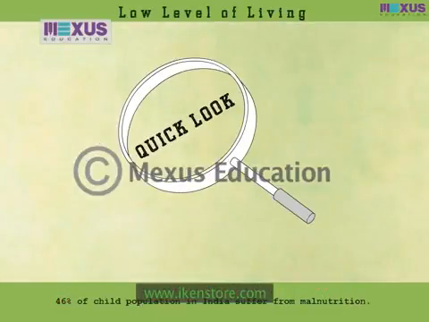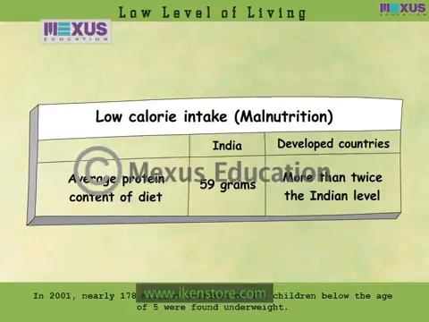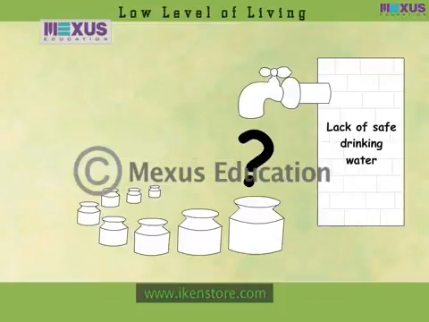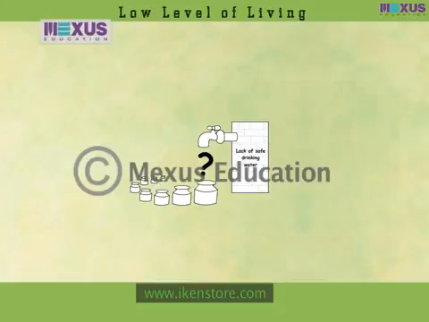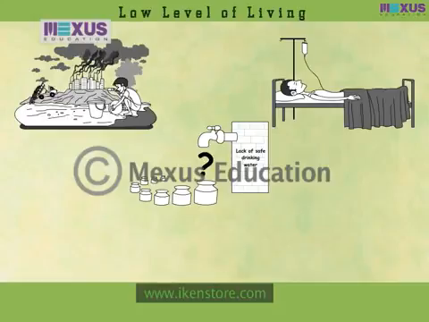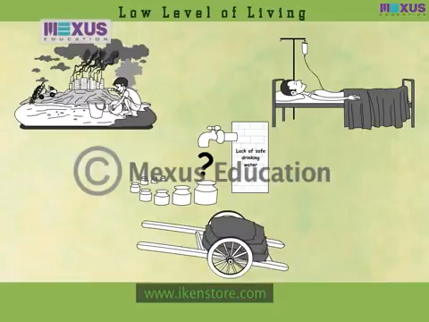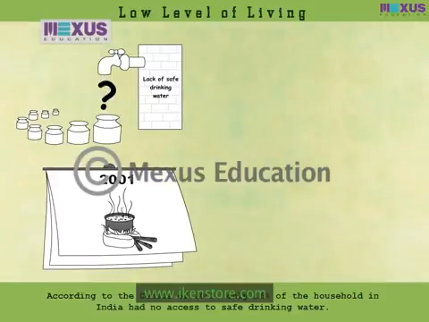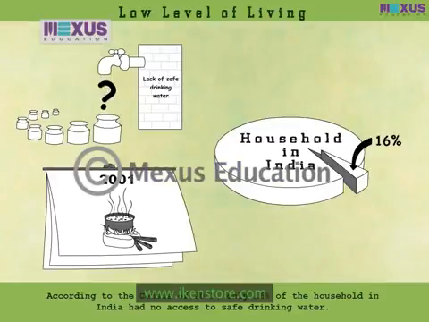A quick look at various statistics. Low calorie intake or malnutrition. Lack of safe drinking water. Those deprived of safe drinking water become victims of all types of waterborne diseases and also partly responsible for the low level of efficiency of the Indian workers. According to the census of 2001, only 16% of the household in India had no access to safe drinking water.